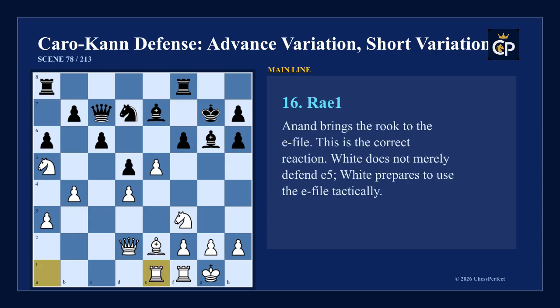Rook on the a-file to e1. Anand brings the rook to the e-file. This is the correct reaction. White does not merely defend e5, White prepares to use the e-file tactically.